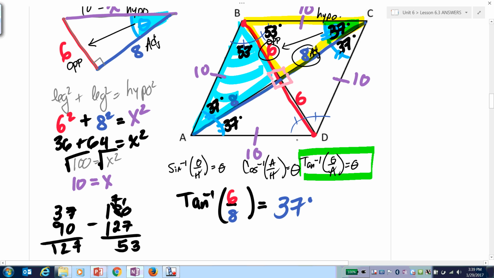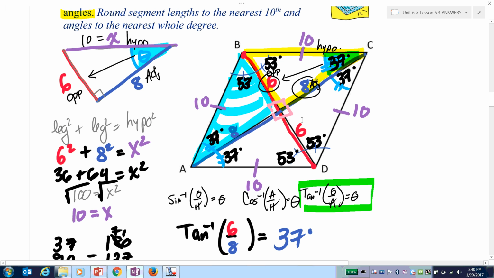Again, diagonals bisect the corners. Also, opposite angles are equal because it's also a parallelogram. Looky there, folks. Now we have found all segments and angles. Make sure you're able to explain this to your classmate.